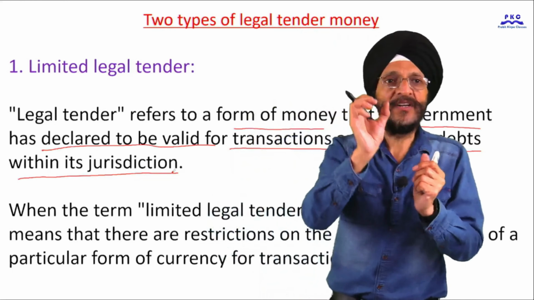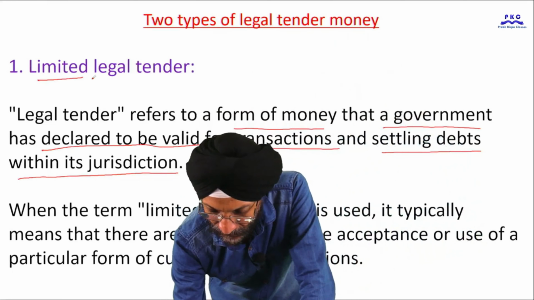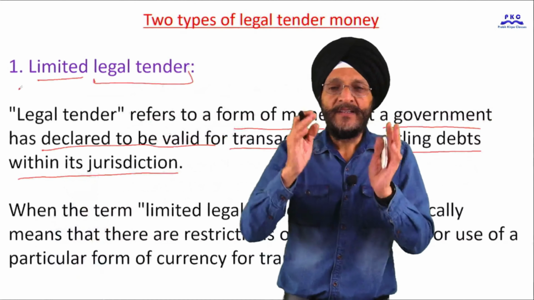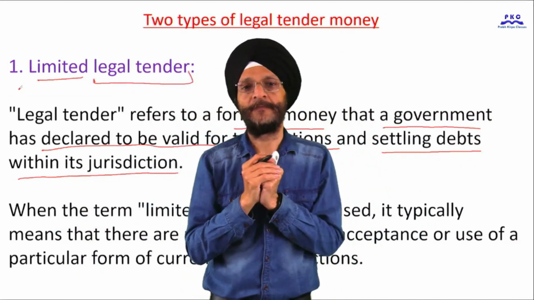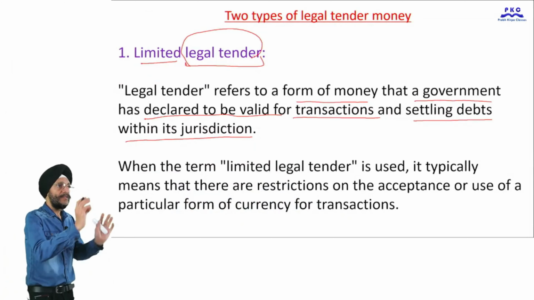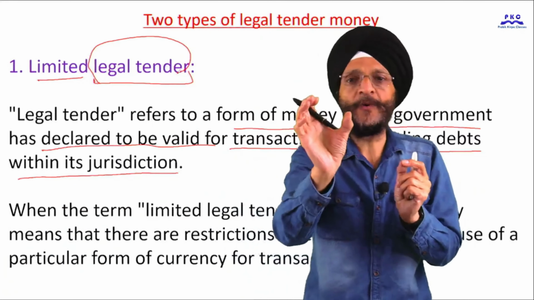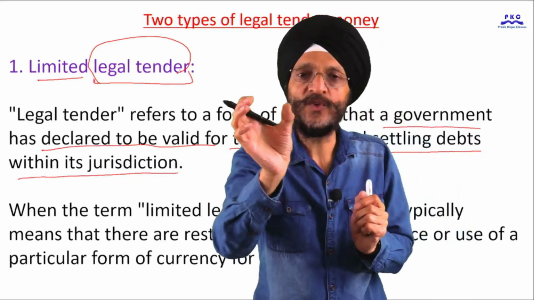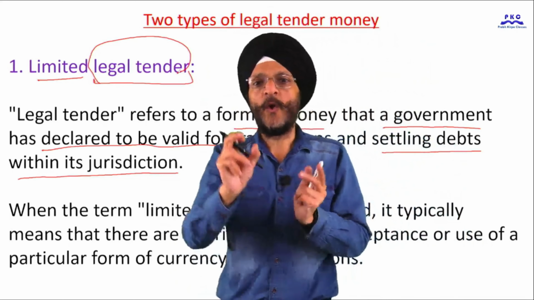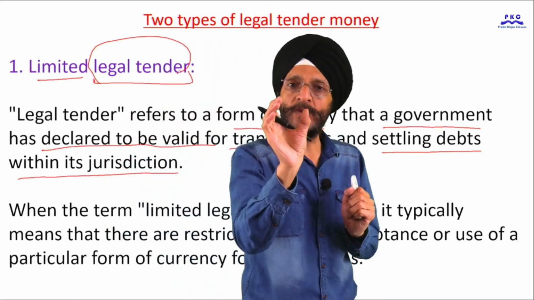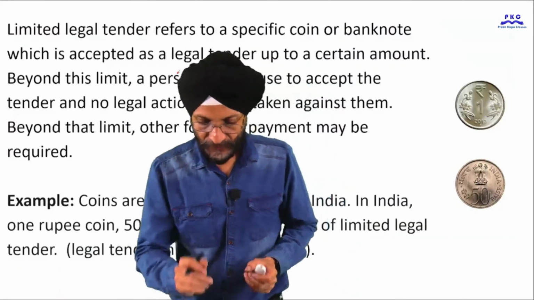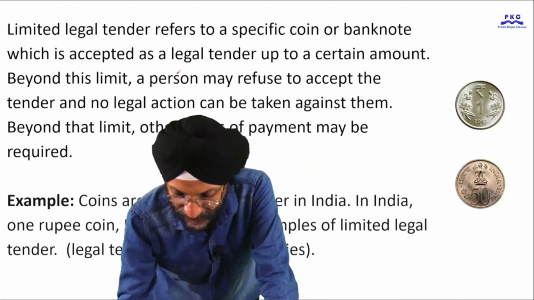But when the word limited is used before legal tender, it means that there are certain restrictions on the use of legal tender. There are certain restrictions on the use of a particular type of currency, which may be a particular currency note of smaller denomination or a particular coin. There may be certain restrictions. Now we understand the meaning of limited legal tender.